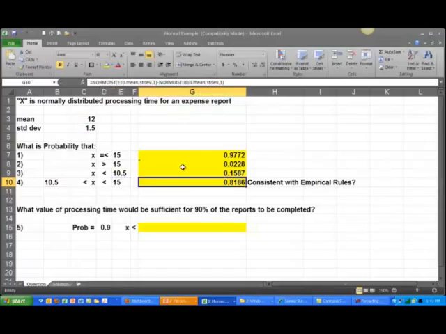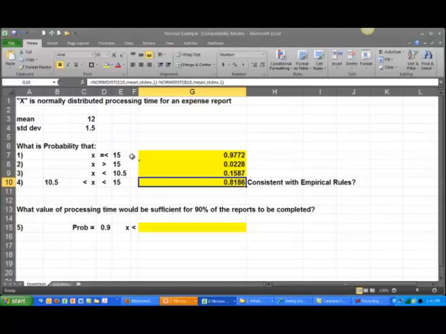There we go. So we get a value of 0.8186. And I ask here, is that consistent with our empirical rules? I'll leave that for you to think about, because if you've been following this, you'll notice that the values I picked here were whole number multiples of the standard deviation away from the mean.